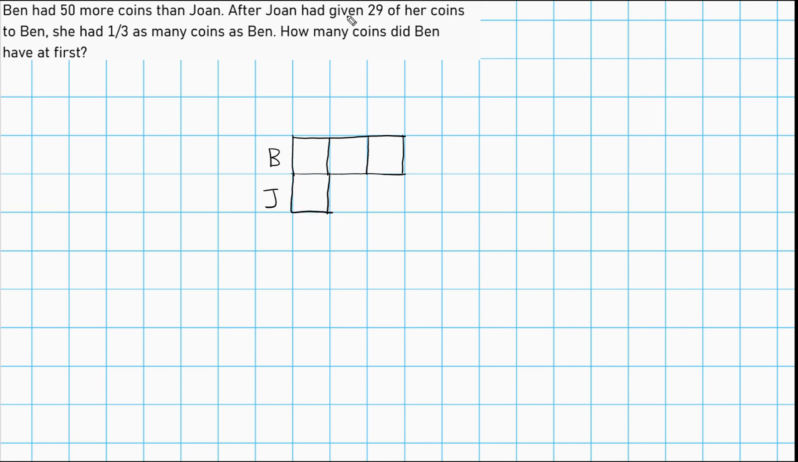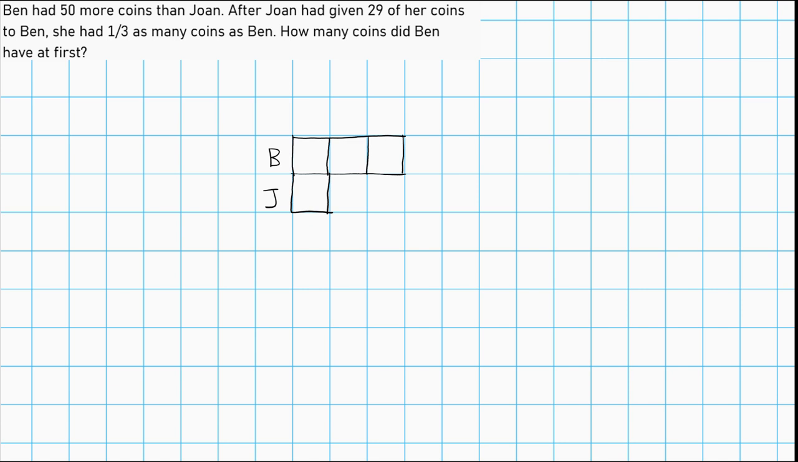So this is after the giving of some coins. Joan had 1/3 as many coins as Ben. So hopefully you'll agree that that is what this model represents. Joan has 1/3 of what Ben has. But what happened to achieve this? Well, Joan gave 29 of her coins to Ben.